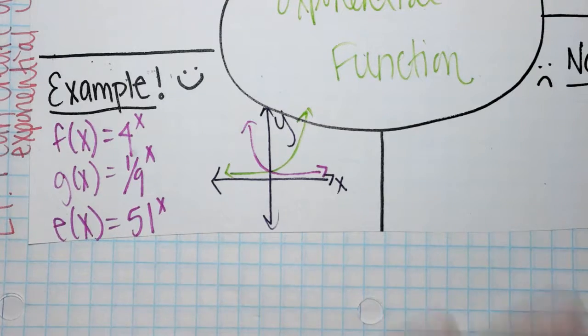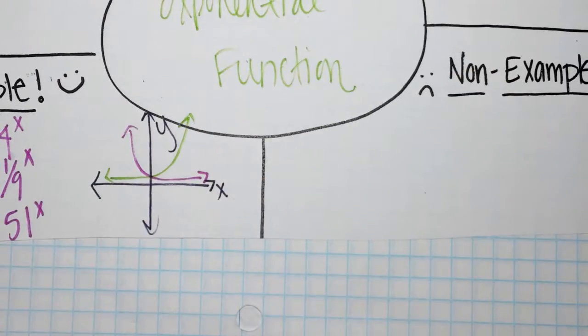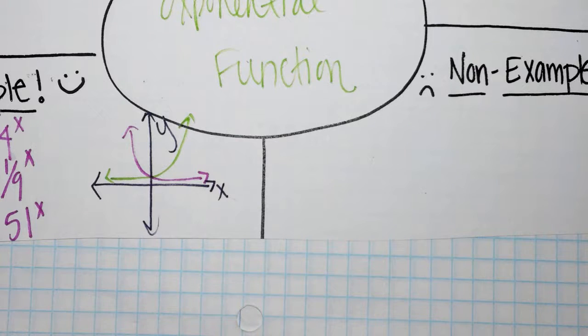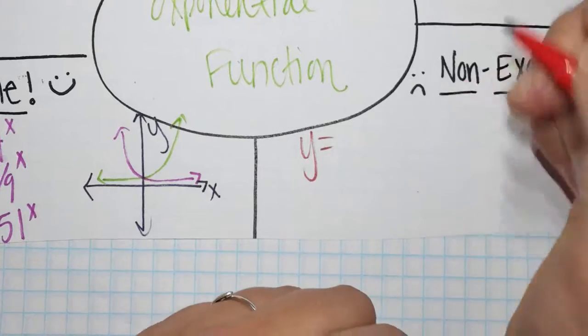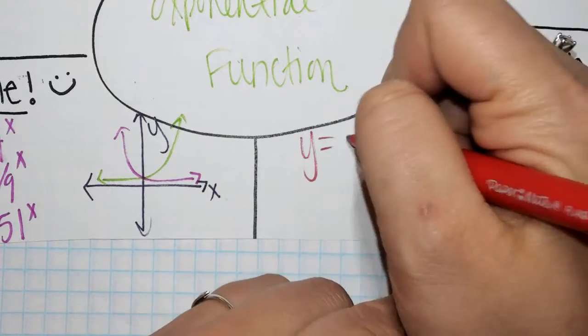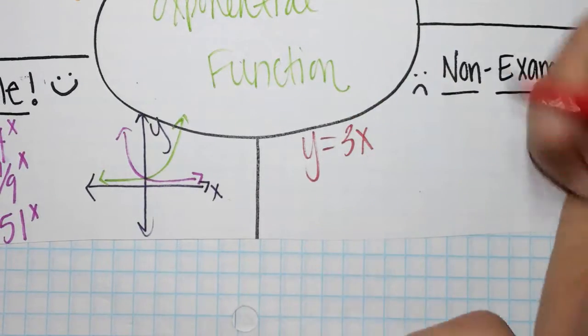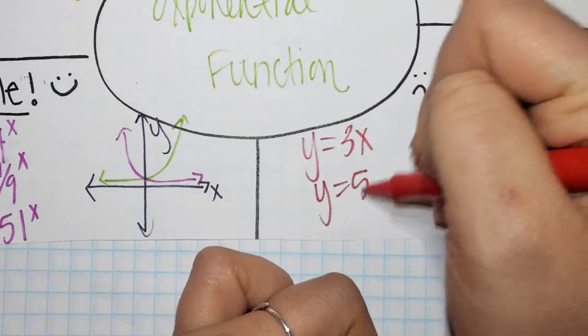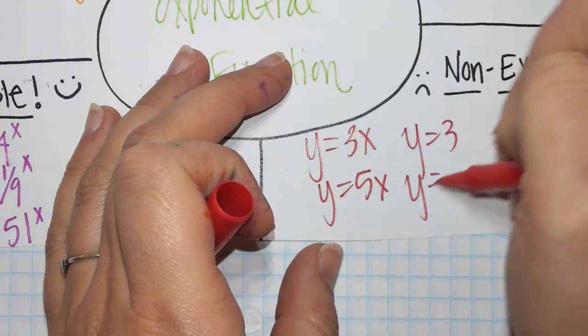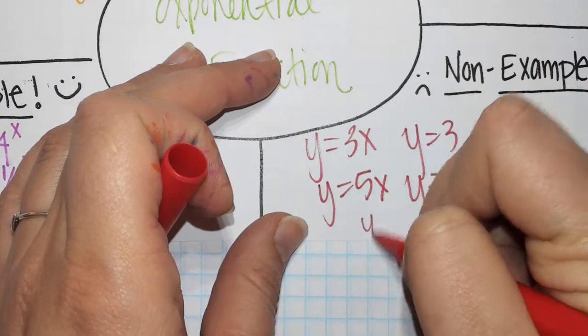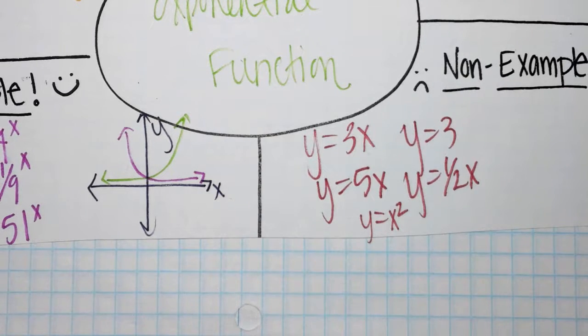Alright, I would like an equation that is a non-example. I would like you to give me an equation that is not an exponential function. Y equals 3x. Take a point. Who can give me another one? Y equals 5x. Y equals 3. Just 3. Y equals x raised to the second power. All of you take a point. Good job.